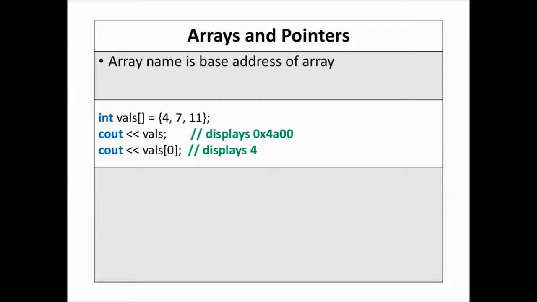For example, if we declare an array int vals with values 4, 7, and 11, and when we write cout vals and we write cout *vals, then the first one displays the address of the first element, and the second one gives us the value at that address.